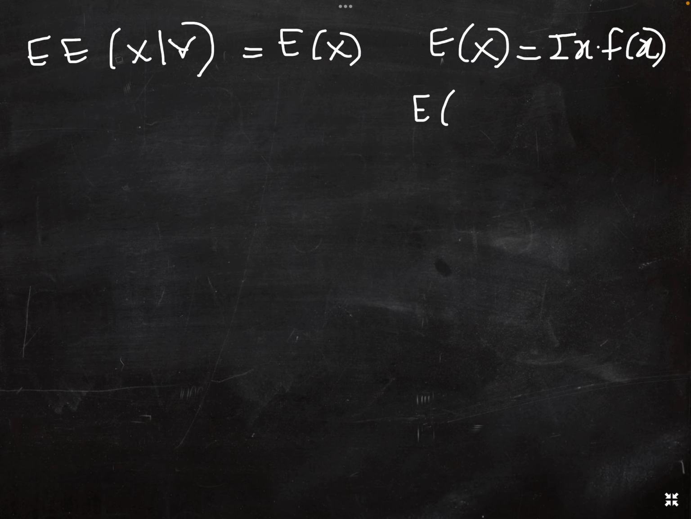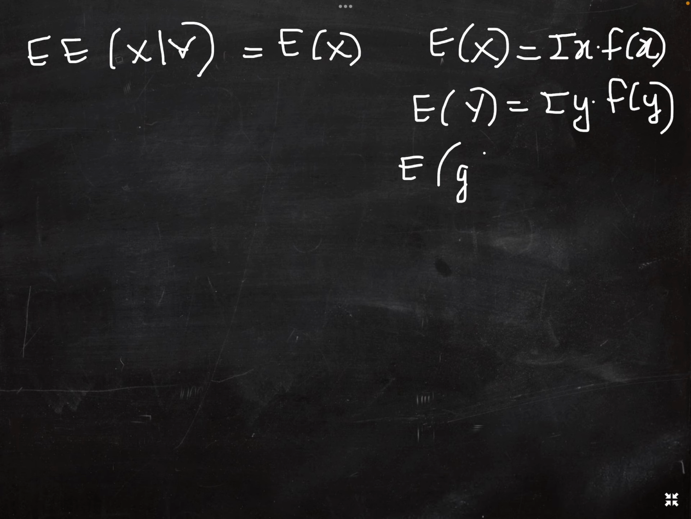What is expectation of y? It is summation y into f of y. Then what is expectation of g of y? Here g of y means a function of y. Expectation of g of y is equal to summation g of y into f of y.